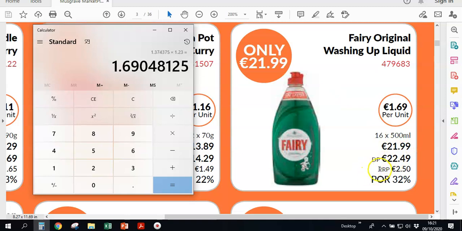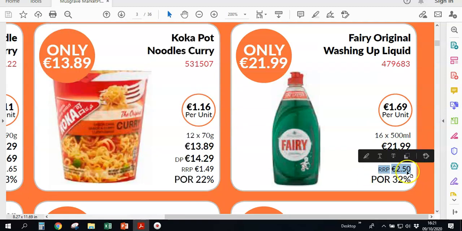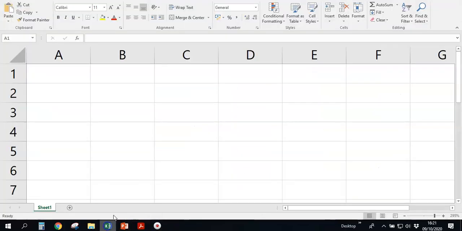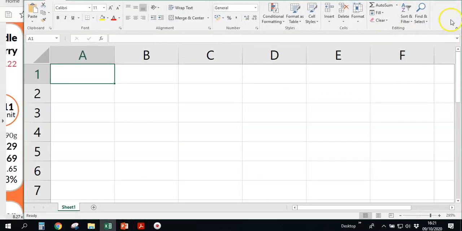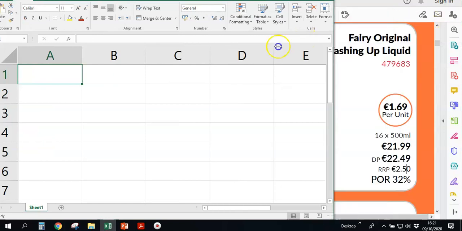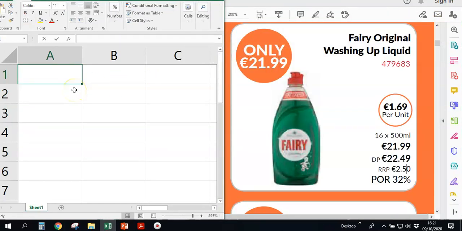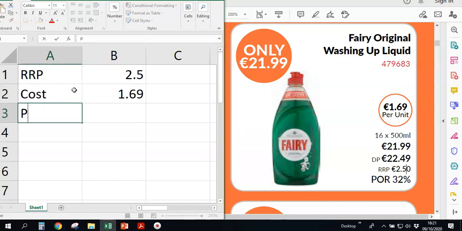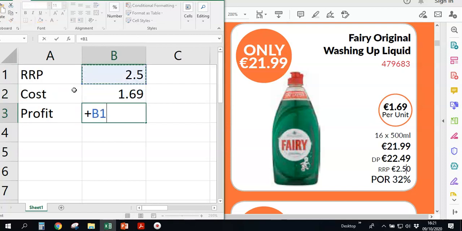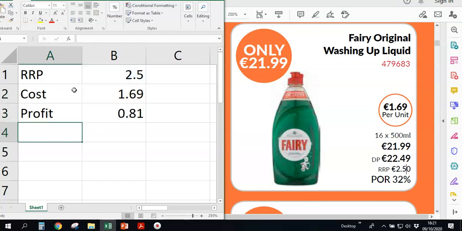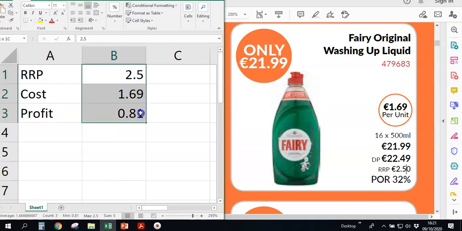Then the RRP here, the recommended retail price, is $2.50. That of course includes VAT as well. So if we write this down, maybe I'll just put a smaller one here just to make it easy to see. So let's look at this here. We have RRP 2.50. We have cost 1.69, and that gets us the profit per bottle, because we're looking at per bottle basis, 81 cents. And all of those include VAT.